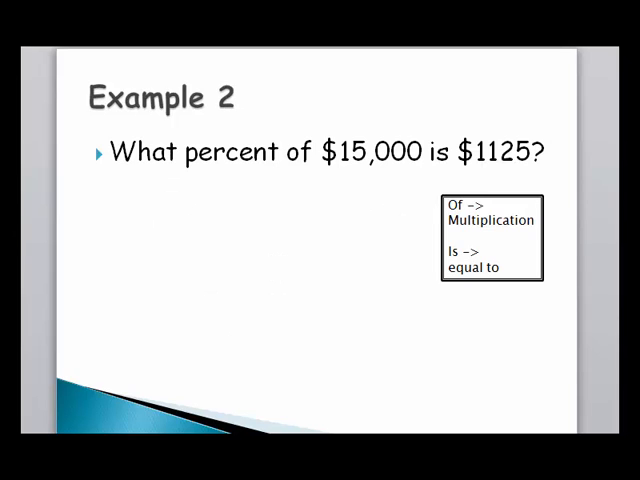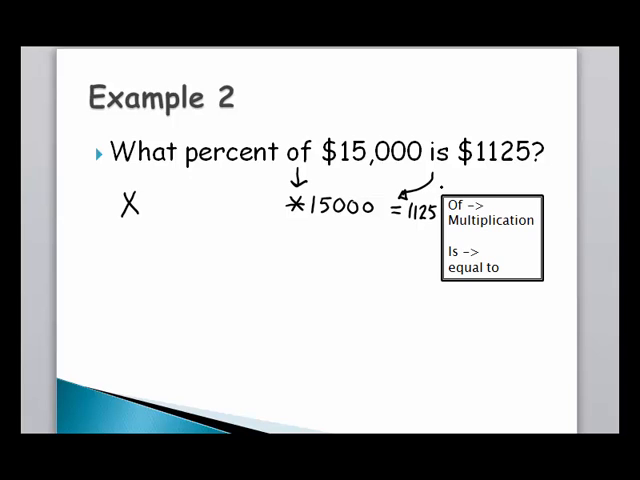Let's continue with the second example. What percent of 15,000 is 1,125? So again, if we're looking for the percentage, we're going to let that be our x. We see the word of, which translates into a multiplication. And we know that it's of 15,000. The is going to be an equal sign. And then we have our 1,125.